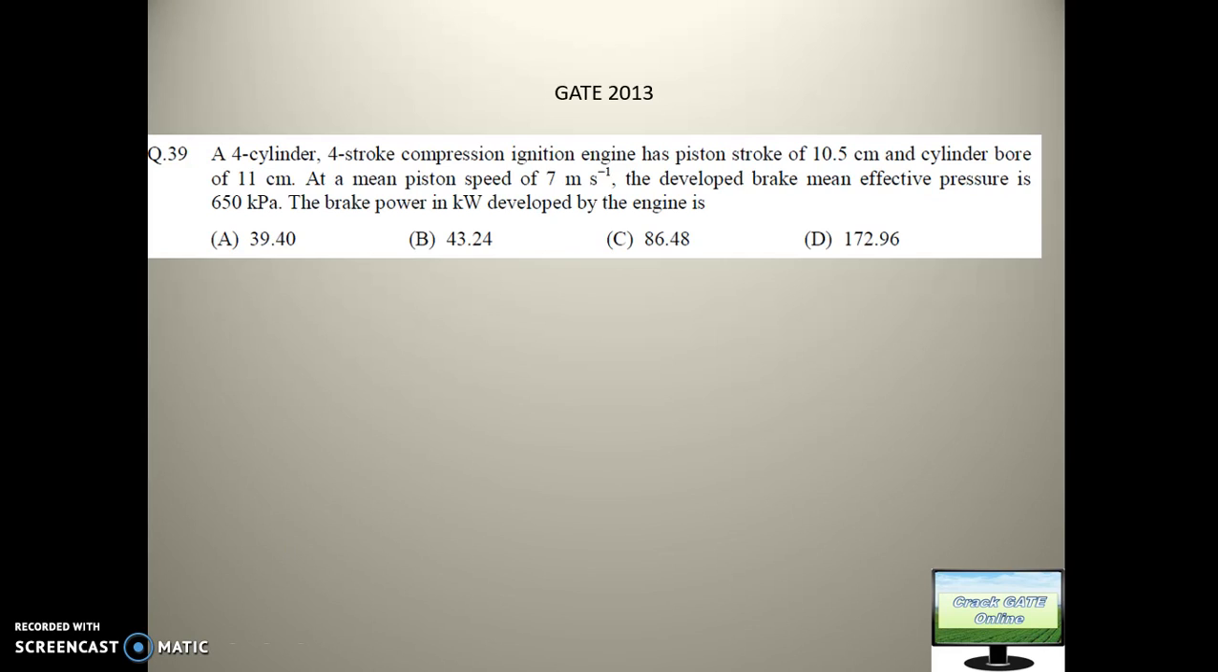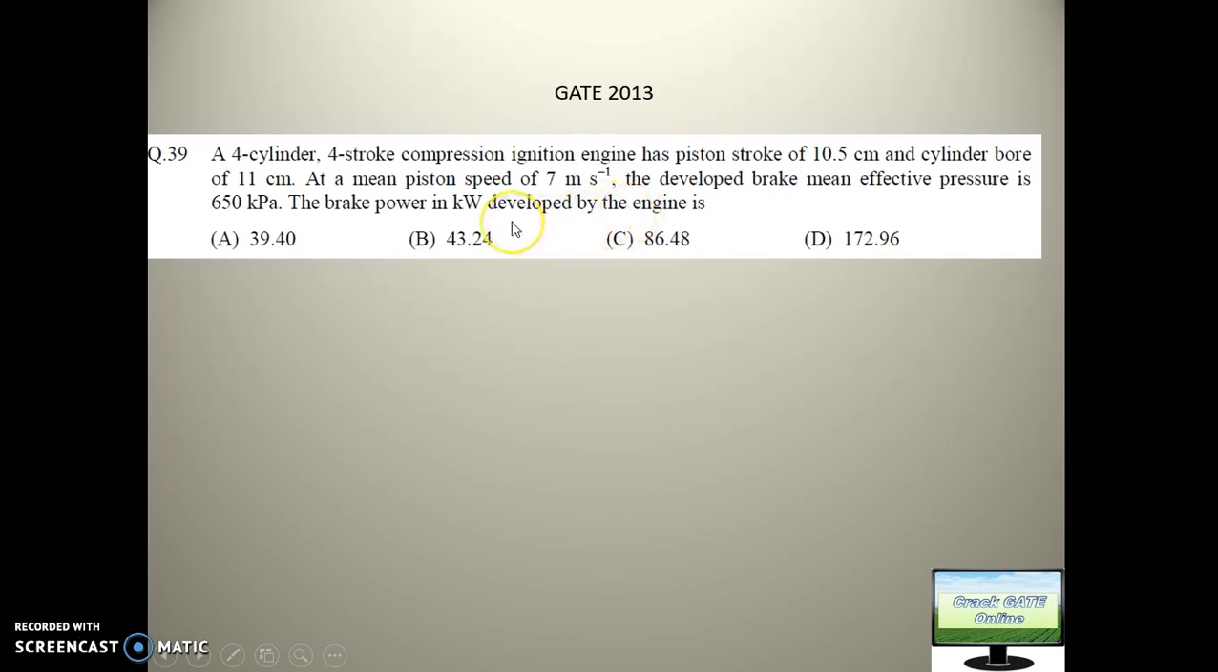So here is one more numerical which was asked in year 2020. Let's go through this numerical. A 4-cylinder 4-stroke compression ignition engine has a piston stroke of 10.5 centimeter. It means L, the stroke value, is given. Cylinder bore of 11 centimeter, so D value is given. At a mean piston speed of 7 meter per second, the developed brake mean effective pressure is 650 kilopascal. The brake power in kilowatt developed by the engine.